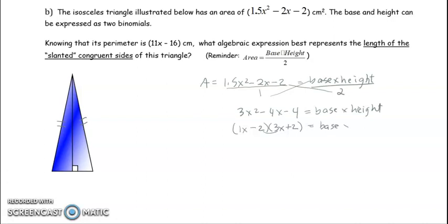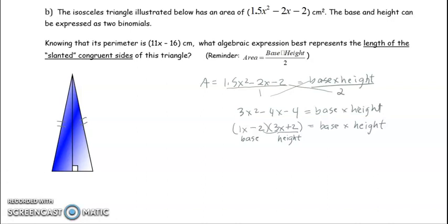Now, it doesn't matter which one we assign to which, but I think it's pretty obvious that the 3x plus 2 is going to be the longer of the two, and that would be the height. Notice it is not the side length, it's the height. So I'll call that the height. That's the vertical perpendicular from the base, which is x minus 2.